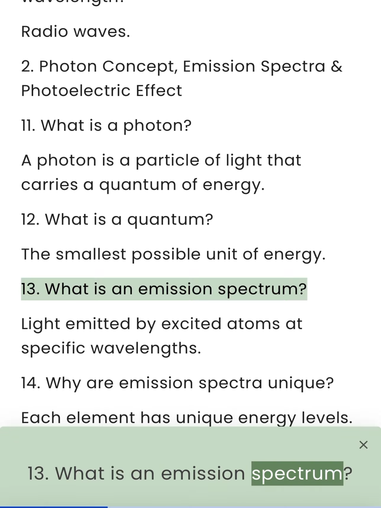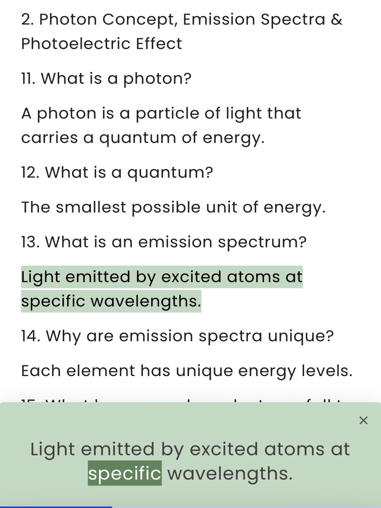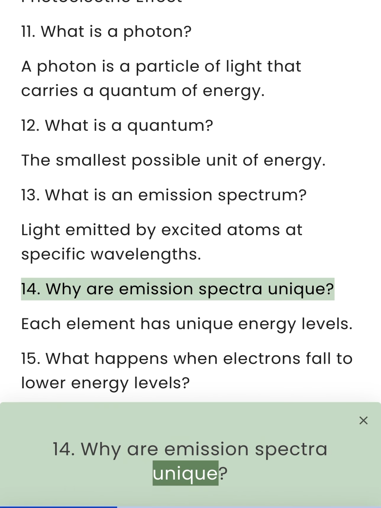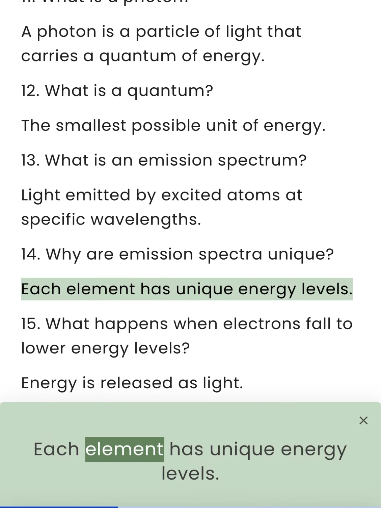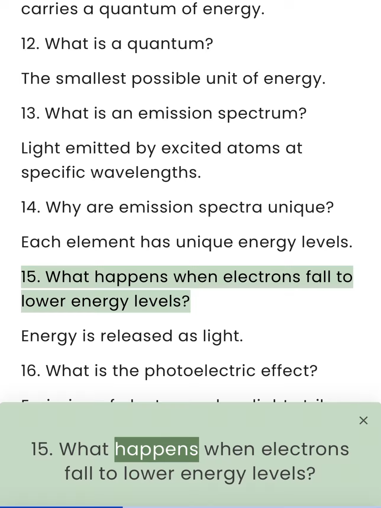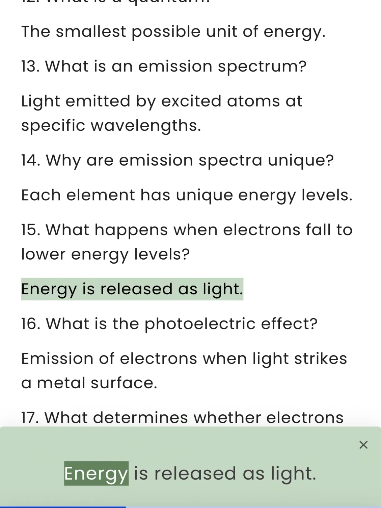13. What is an emission spectrum? Light emitted by excited atoms at specific wavelengths. 14. Why are emission spectra unique? Each element has unique energy levels. 15. What happens when electrons fall to lower energy levels? Energy is released as light.